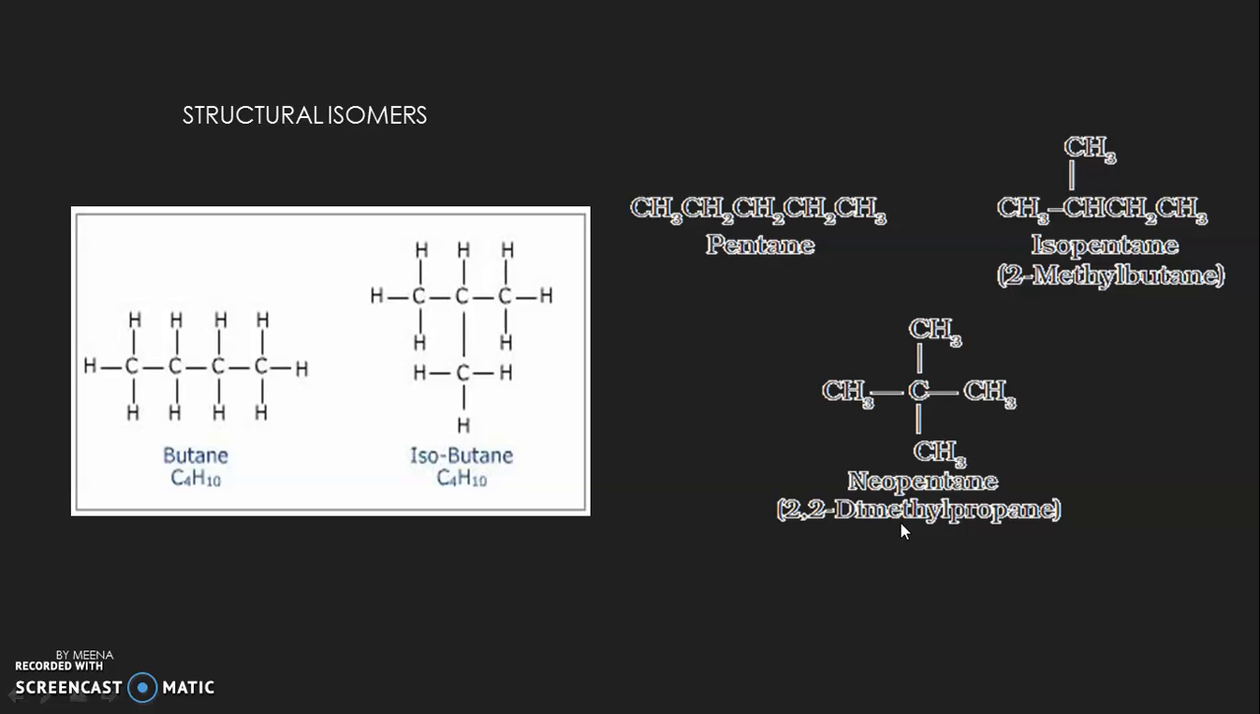So you can see one structural isomer, that is butane. See, there are 4 carbon atoms here in the straight chain, and here also 4 carbon atoms but in the branch chain. So the molecular formula C4H10 is the same, but the structure is different. In the same way, you have pentane, that is isopentane and neopentane. There are 3 possible isomers for pentane.